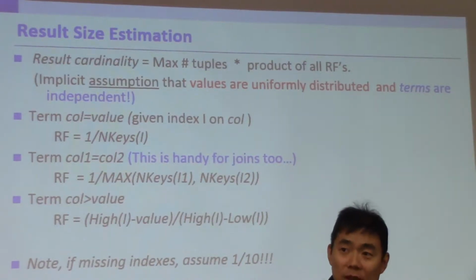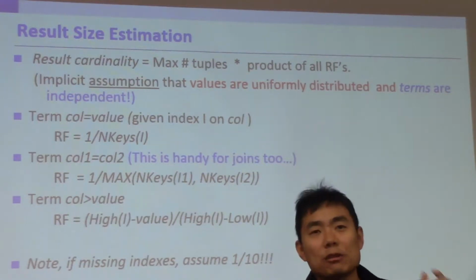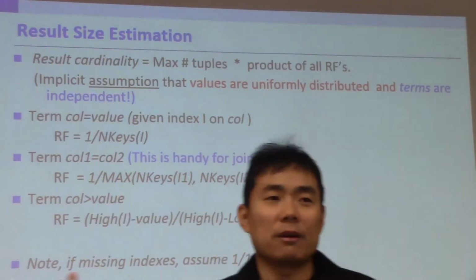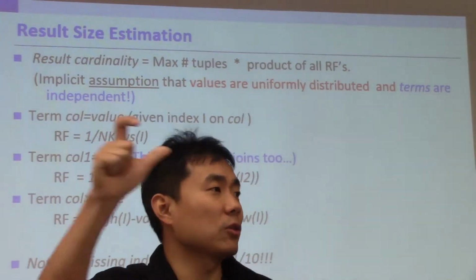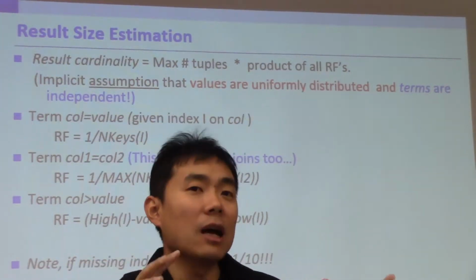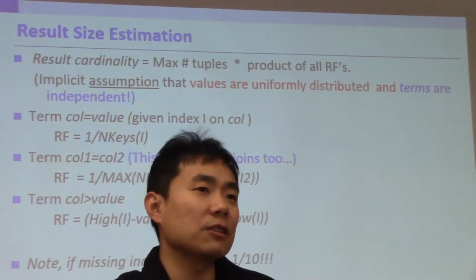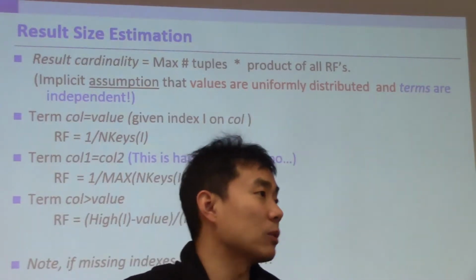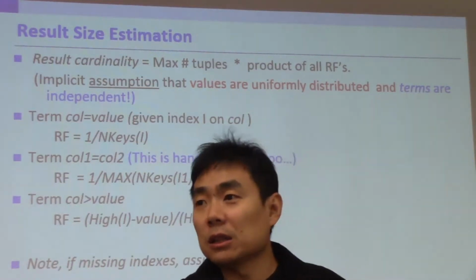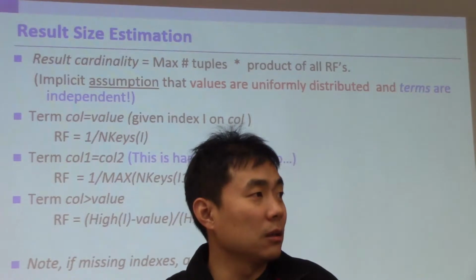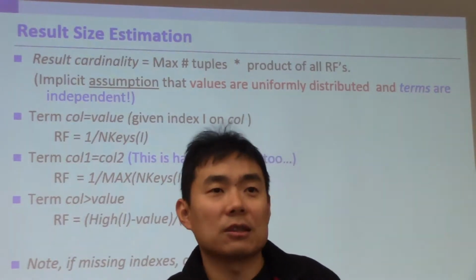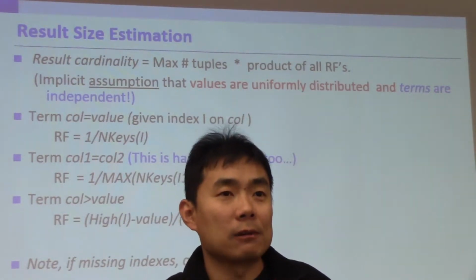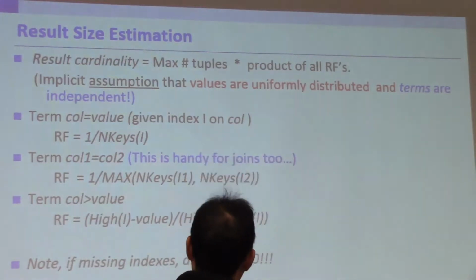Does that make sense? But if we do assume uniform distribution, meaning that the number of students from Utah is the same as the number of students from Idaho, New York, California, then for a selection on one particular state, the selectivity must be what? 1 over 50. Right? We have 50 states. Okay, that's essentially what the first one says.